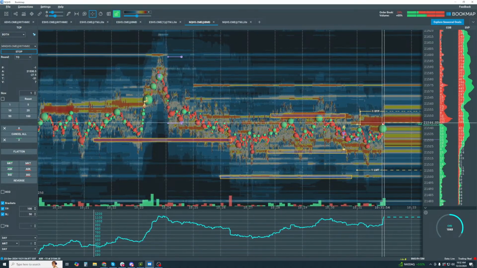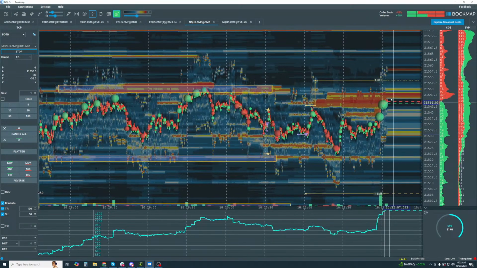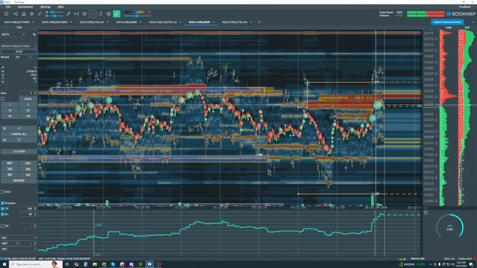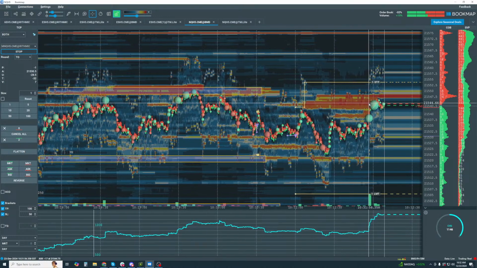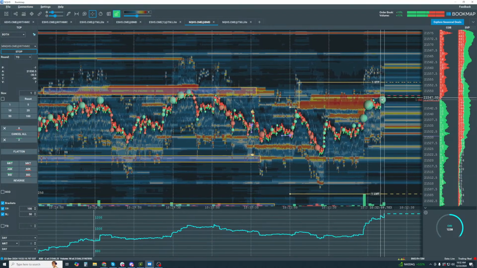Okay, so this doesn't look too good. We are trading into very high liquidity here. That's good, I like that. But I'm seeing a lot of buying interest in here. Okay, again, context between supply and demand.